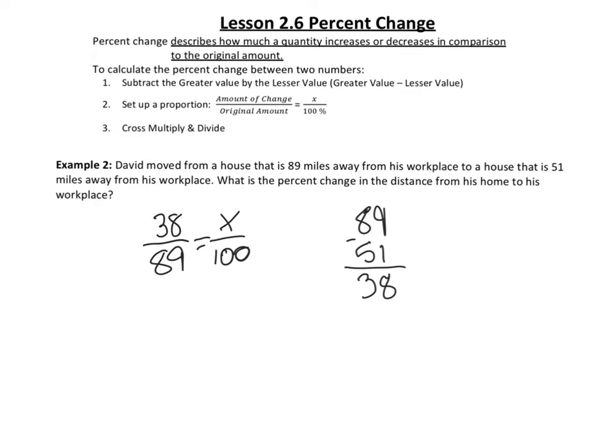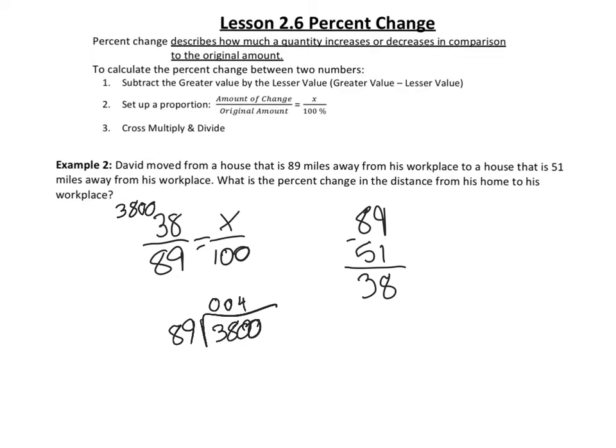We always set it equal to x over 100. Now we need to cross multiply. 100 times 38. We get 3,800. Then we divide down. So we go top in, bottom out. 89 goes into 3 0 times, into 38 0 times. 89 goes into 380 4 times.